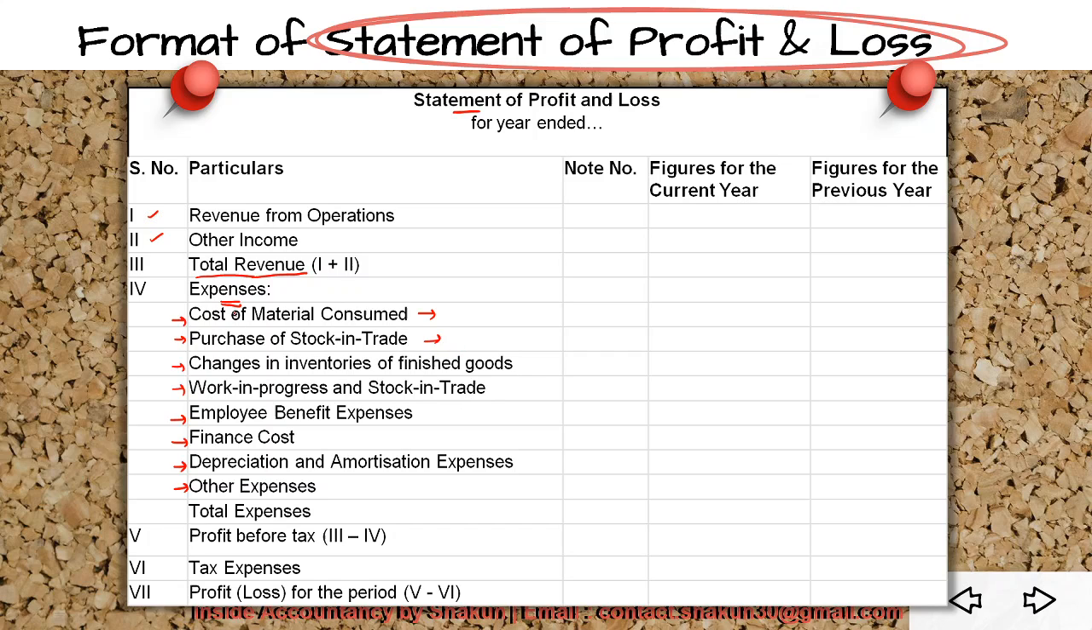So after you have put all the expenses, then the total expenses will be calculated. Now, the total revenue less the total expenses gives us PBT, as we normally call it. PBT is profit before tax. On this PBT, the tax is calculated and subtracted, and then we get the profit and loss for the period. So this is the format of statement of P&L. We'll discuss each item one by one.